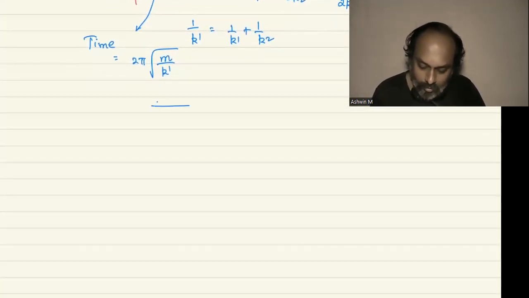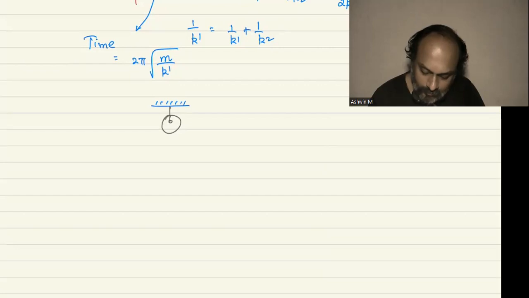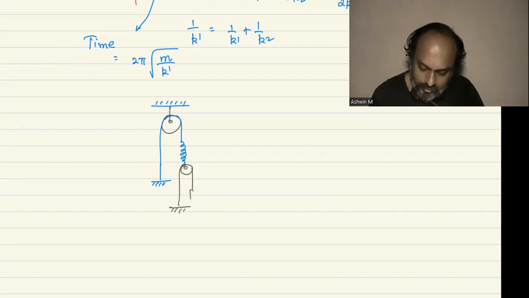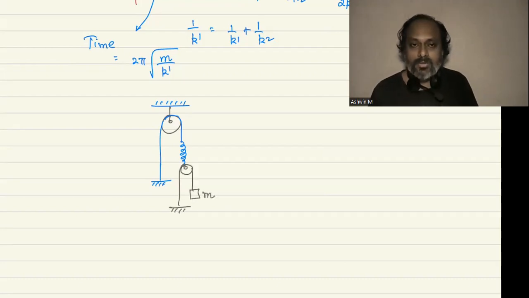Now suppose you're going to have a support and there is a pulley like that, and let me consider a situation like this. There is a spring, so here there is a fixed support, and then there is another pulley, and there is a block here like this. So this arrangement is let's say set into oscillation, and you want to get the time period of oscillation.